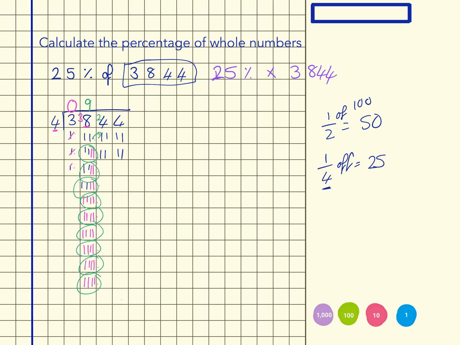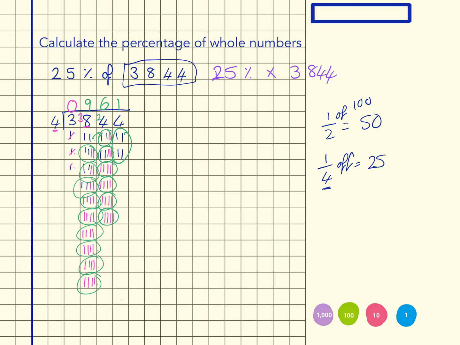So I've now got 24 in this column, and I'm going to put those in. Those are the ones I'm regrouping across. And now again, I'm looking for groups of 4. I've got 6 groups, so the 6 goes up here to represent that. That then leaves me with one group of 4 in the final column. So 25% of 3,844 is 961.